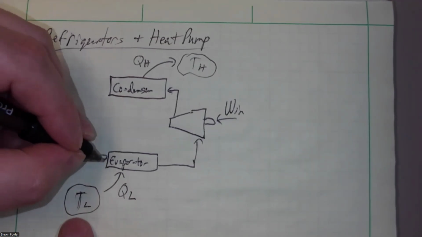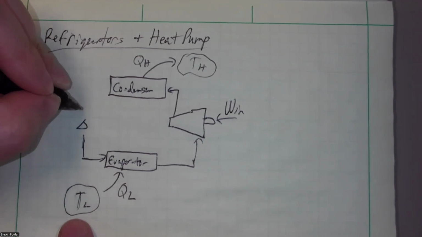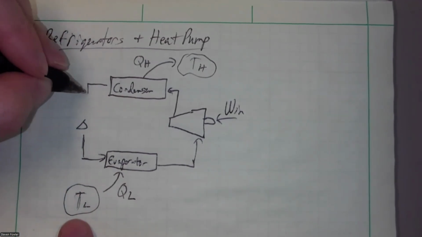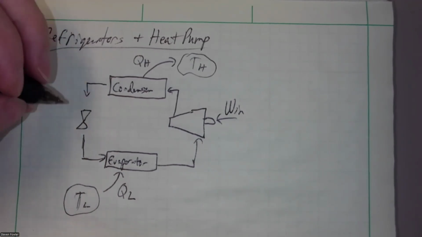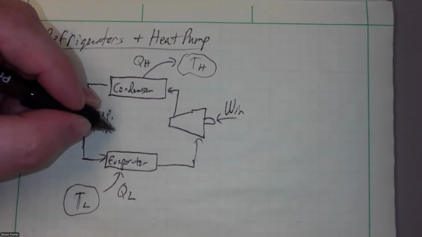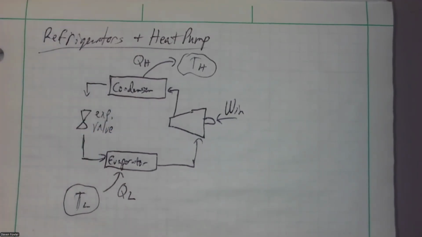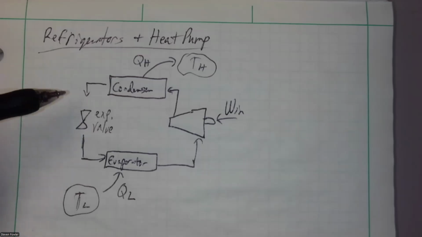How we get there, you need some process that drops the pressure and the temperature basically from the outlet of the condenser to the inlet of the evaporator. Typically, the easiest way to do that is what we call an expansion valve. No moving parts. You just squeeze the flow and then you let it expand out. And as it expands, it goes to a lower pressure and lower temperature.